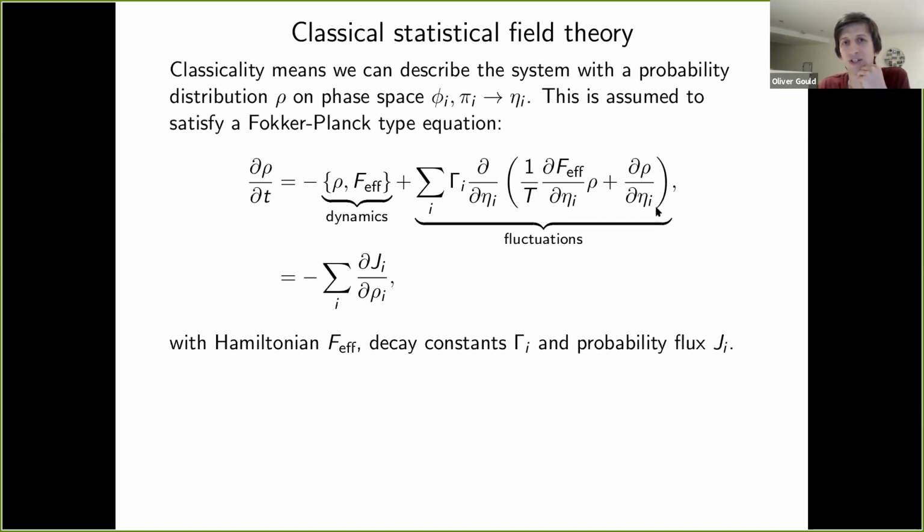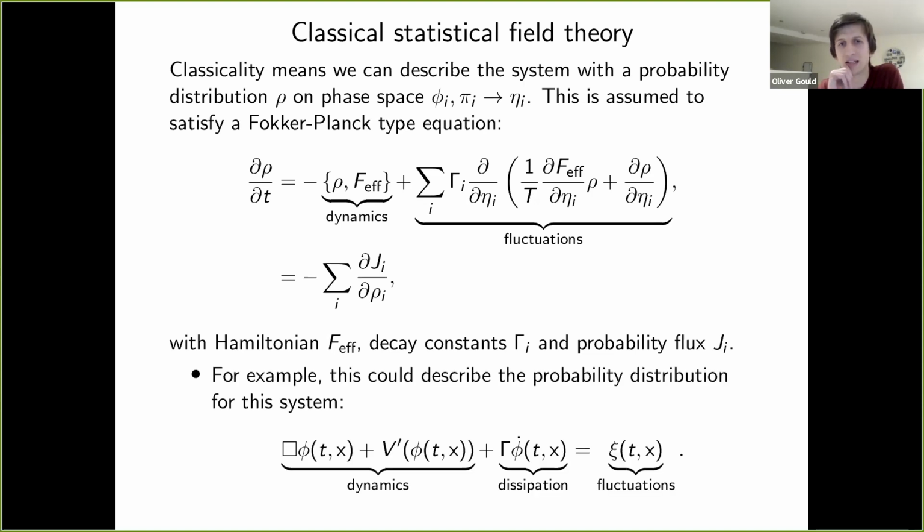I haven't explained these fluctuation terms. It's a little bit complicated. These gamma are decay constants. The dependence here is such that you will typically end up reaching the Boltzmann distribution if you run for a long time. Just a quick example of a system that could be described in that way: if you had a Langevin equation for some scalar field which has a Klein-Gordon operator and then some potential dynamics, then it has dissipation and it has fluctuations, where these fluctuations are just random Gaussian kicks. Then this theory is describable by this Fokker-Planck equation.